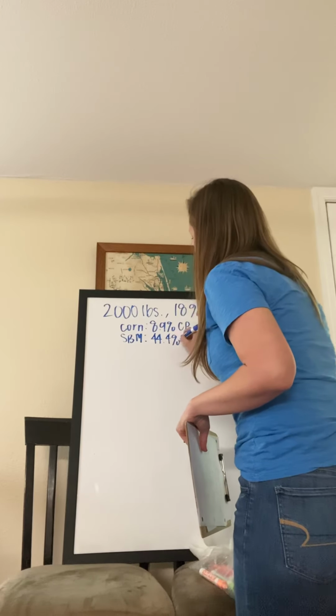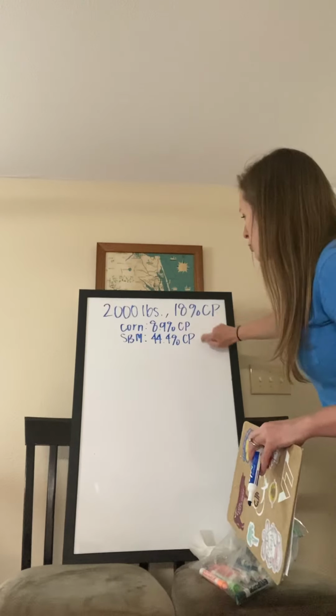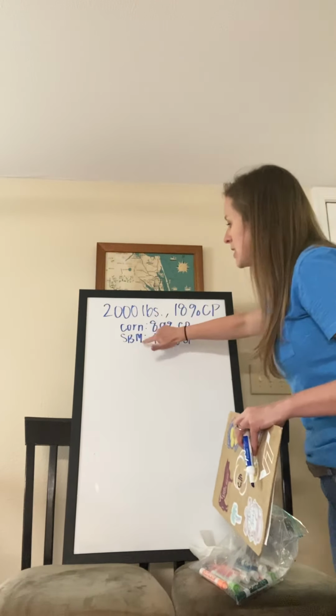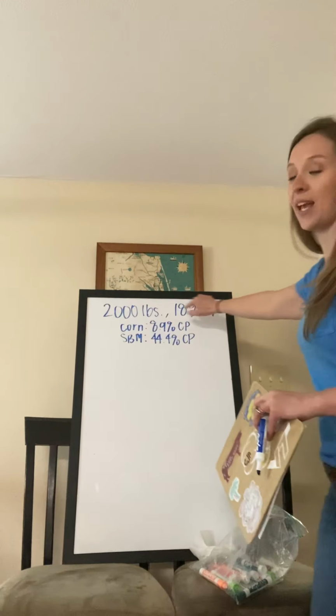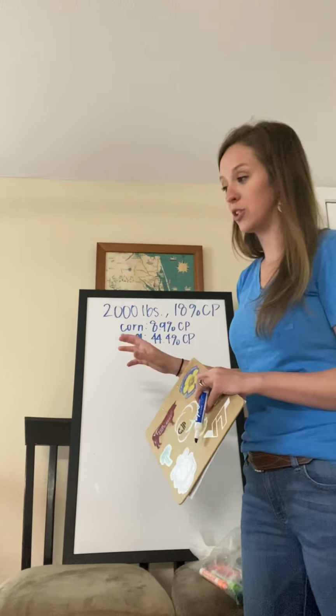All right. So this is just the amount of crude protein that each one of these has, but we have to figure out how many pounds of each of these that we need to add to our feed in order to get this end product right here. So that's what this Pearson square is going to do.